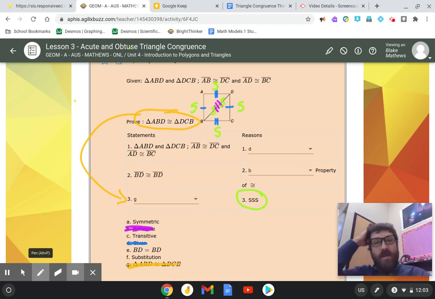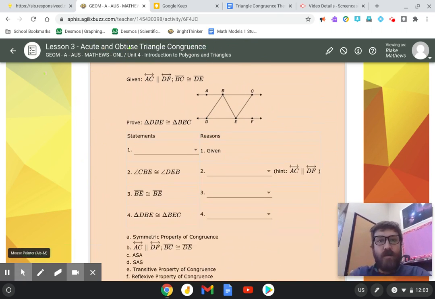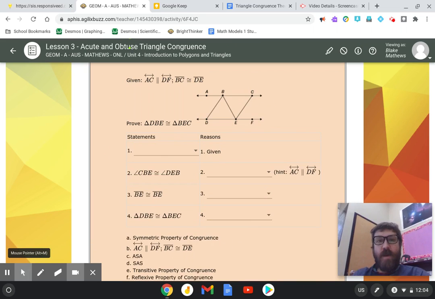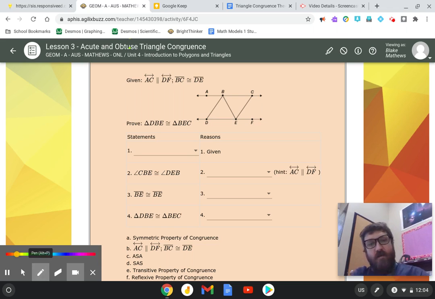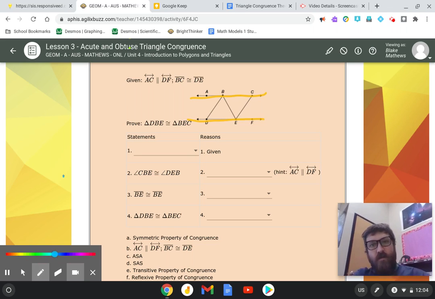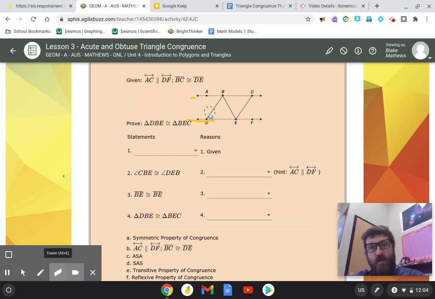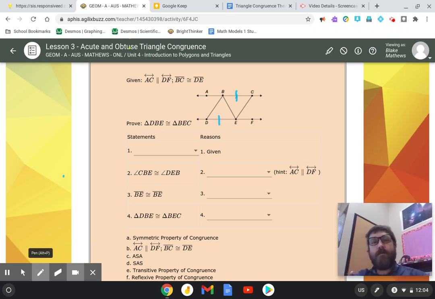All right, so that is it for that proof. So let's move on to the next one. It's going to be very similar. We have information about these lines being parallel. AC and DF are parallel lines. That's these two lines here and here. We know that BC and DE are congruent. So that's this and this. And it looks like we're looking at these two triangles here and here. But let's see what we got here. We know those lines are parallel. We know that these two things are congruent.